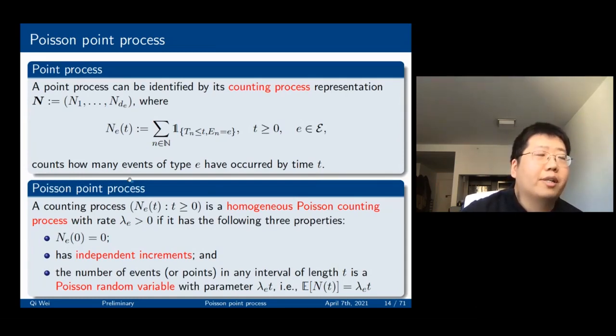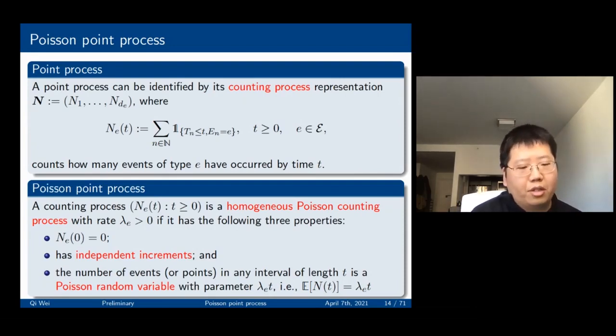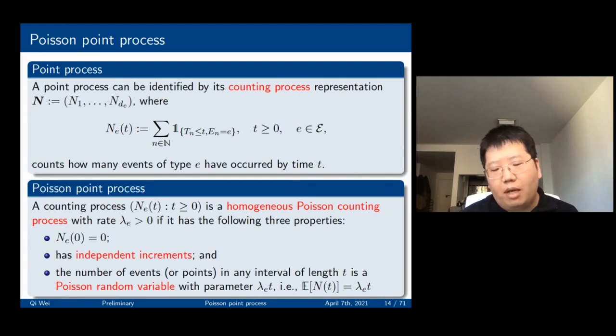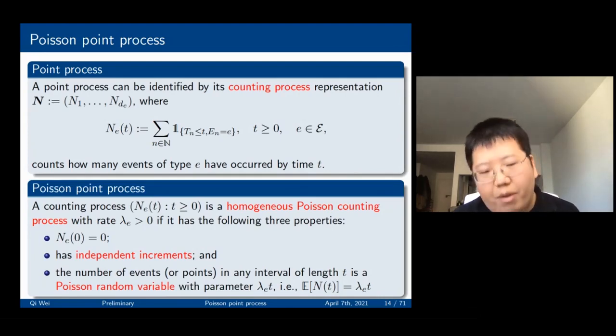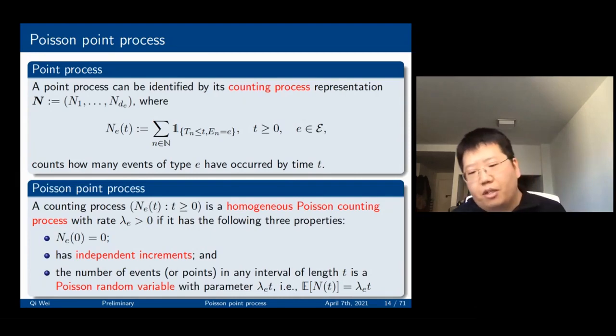And the Poisson point process, I think, is one of the most popular point processes, still quite widely applied in the financial world. A homogeneous Poisson process is basically one with a rate lambda_e that is constant, and it has three main properties. The first is that the initial counting number is 0, and it has independent increments. This is quite important. It means that the number of arrivals within t1 to t1 plus epsilon has the same distribution as within t2 to t2 plus epsilon, right?